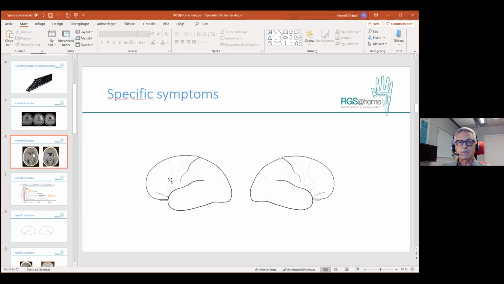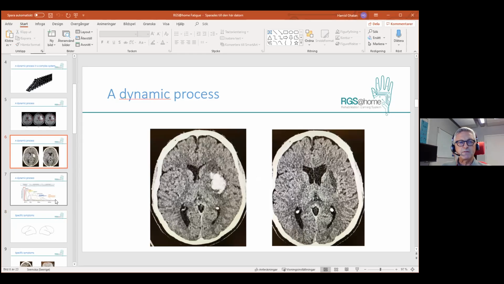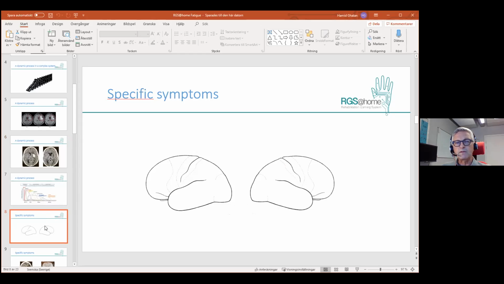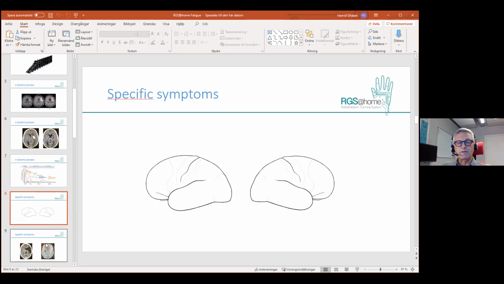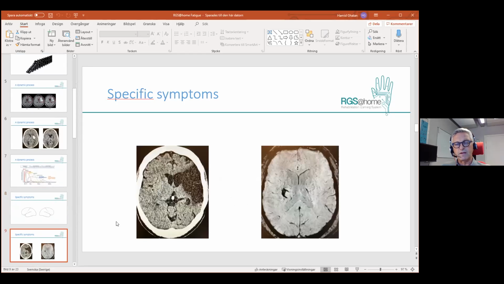So this localization perspective is still a limitation in the approach to addressing the consequences of a brain injury. I will give this slide as an example.